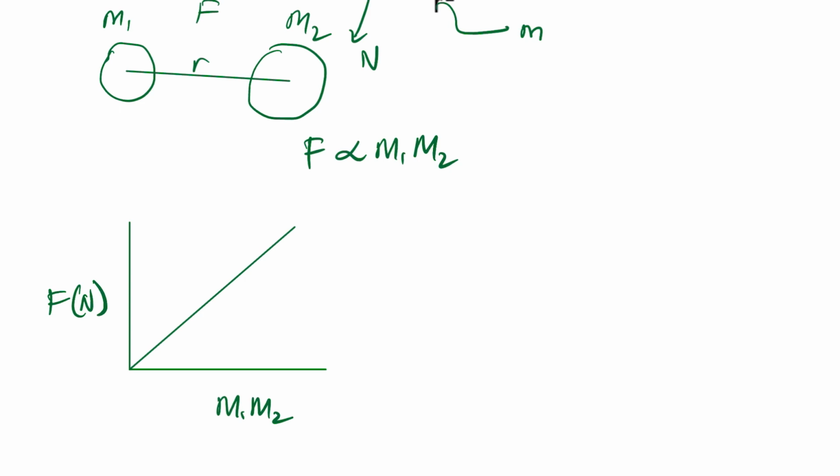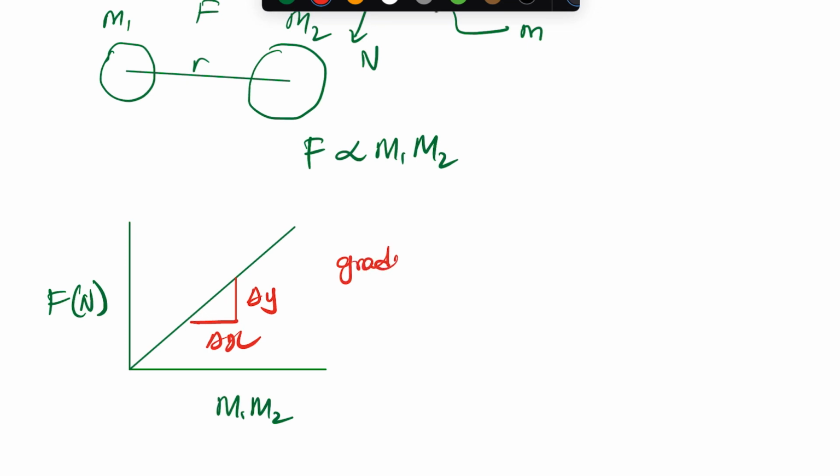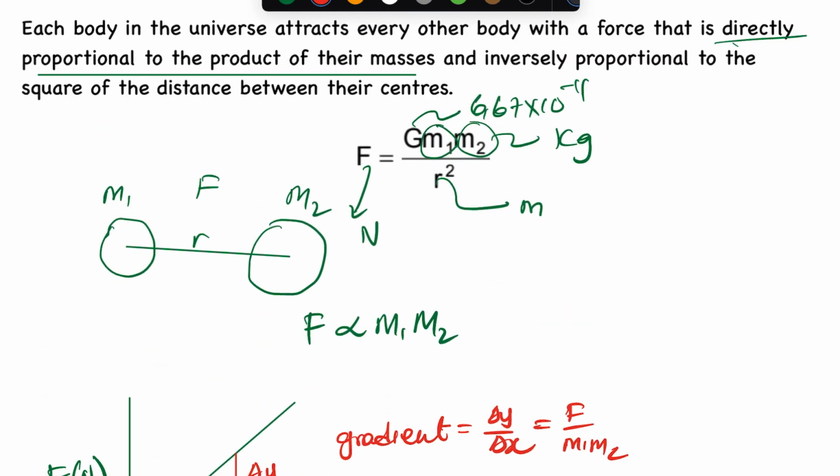Now let's say we want the gradient of this graph. The gradient is change in y over change in x, and it's very important to understand the gradient. What is my change in y? It's force. And what is my change in x? It's the product of masses. In order to know exactly what the gradient is, I know from this formula that we are looking at the relationship between the force and the product, so it has to do with the distance.